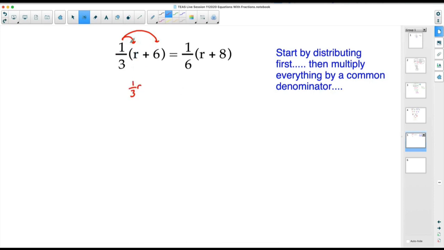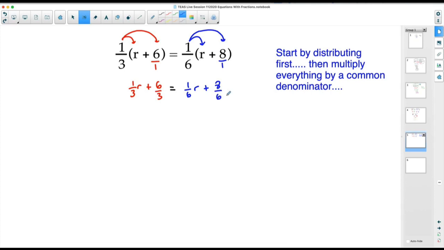Now we can take that idea of taking top times top, bottom times bottom. 1 times 6, we get 6. 3 times 1, we get 3. And let's repeat this process on the right-hand side. So 1 over 6 times r, well, 1/6 times r is 1/6 r. And now, let me draw my arrows. Distributing here, top times top, bottom times bottom. 1 times 8 is 8. 6 times 1 is 6.